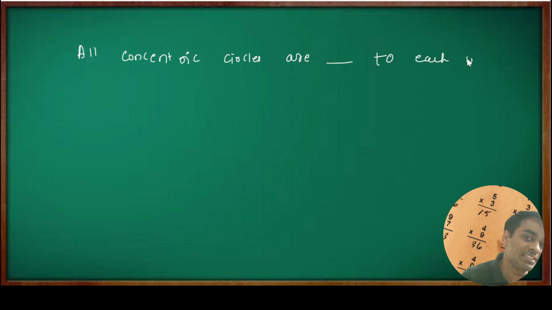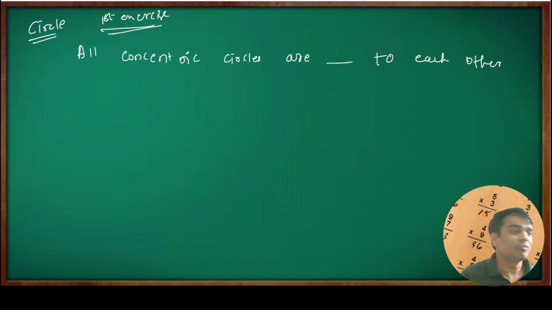I think this is from the first exercise of your circle chapter. In the circle chapter you have the first exercise, no? There you have fill-ups and all, I think. So this question is from there. All concentric circles are dashed to each other. So maybe you might not have seen that exercise properly, thinking this is just a dummy exercise. See, the question has come from that exercise also.